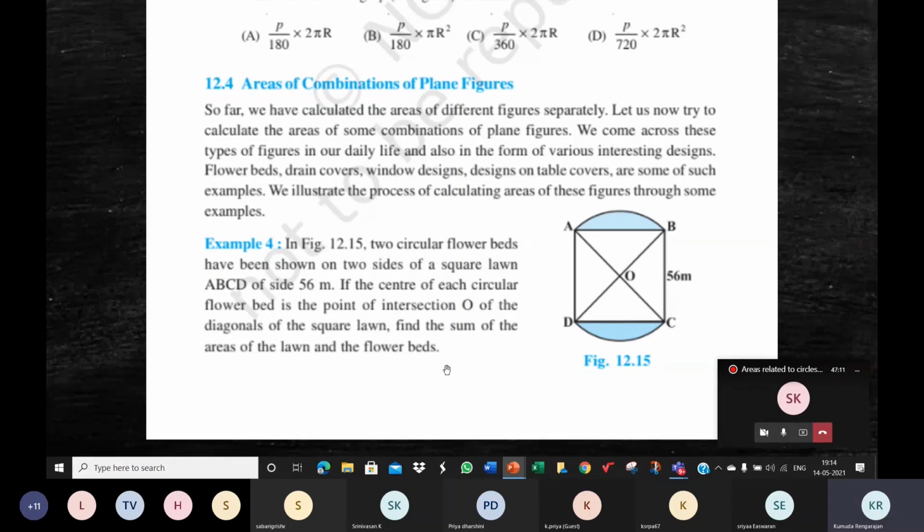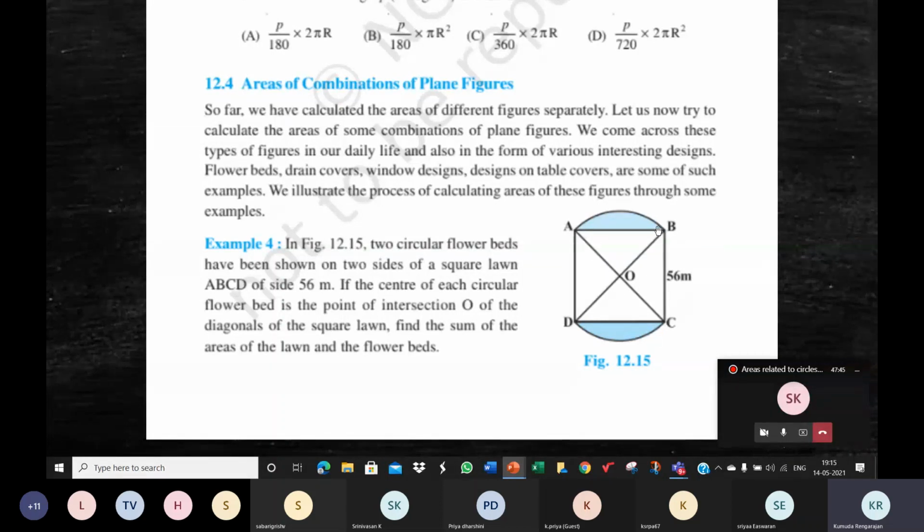So after finding the area of the sector or quadrant, 90 by 360 into pi r square, 22 by 7 into 28 root 2 into 28 root 2. What's the answer, children? What's the area of the quadrant? 1132. All right. Now you got the area of the quadrant.